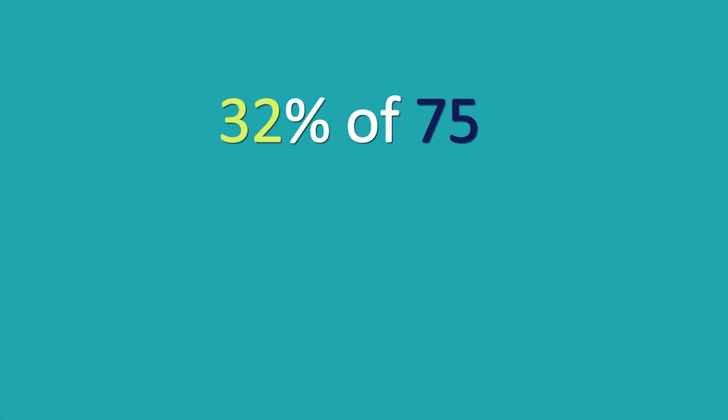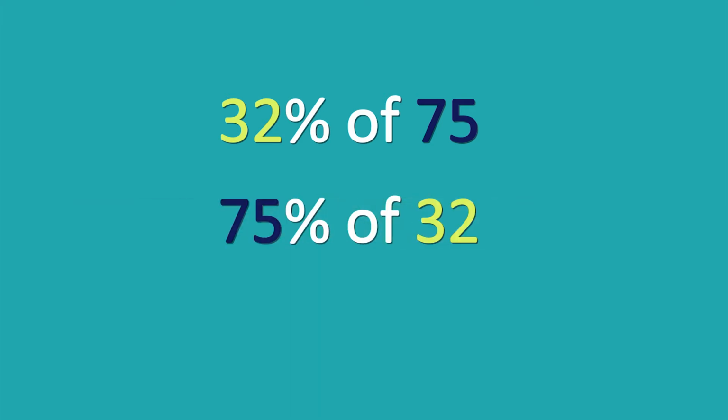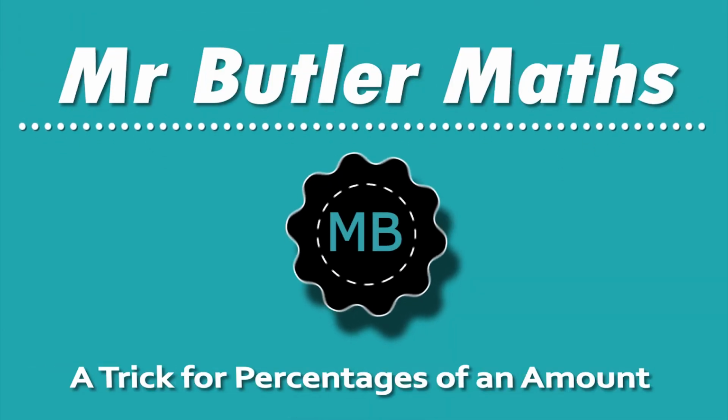When you need to find the percentage of an amount, for example, 32% of 75, there's a handy trick that many people don't know about. 32% of 75 is the same as 75% of 32. Let's have a look at how this can help us, why it works, and when it's useful. This is Mr. Butler Maths.